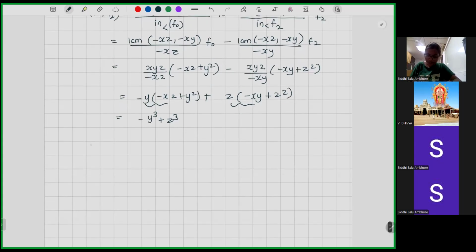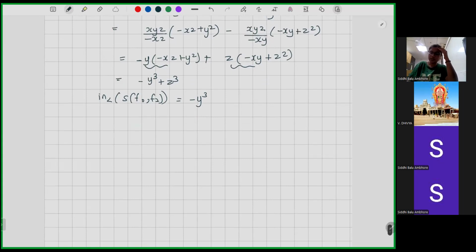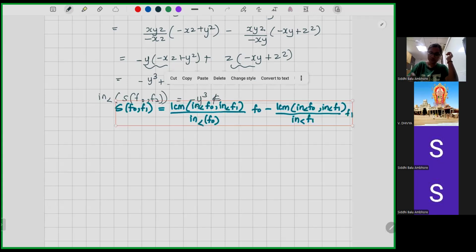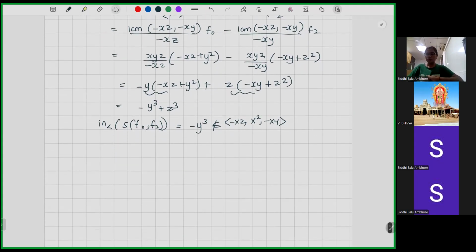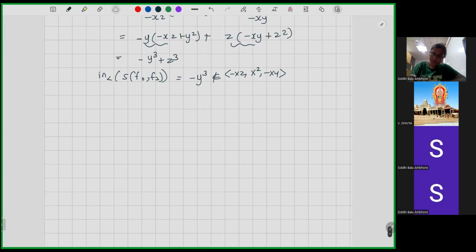So now, the initial term of this S of f0 comma f2 is minus y cube, right? This is again a homogeneous polynomial, and we have the order x greater than y greater than z. So y cube is greater than z cube. So the leading term of this S pair is this, and we can see that, oops, sorry, it doesn't belong to this ideal generated by the initial terms of xz, x square, and minus xy. Okay, so we have to add this S pair. We can add this or minus of this, it doesn't matter.